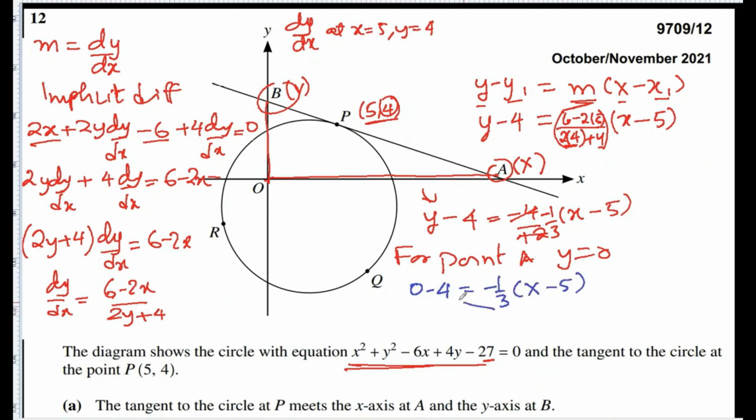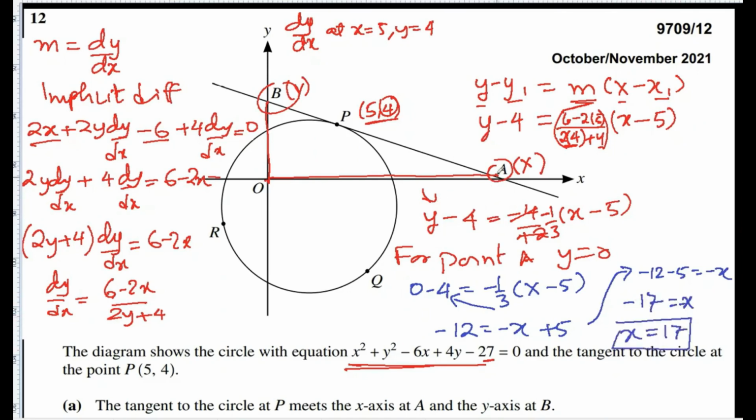So let's cross multiply. It becomes minus 12 equal to minus x plus 5. And if we finish it here, minus 12 minus 5 equal to minus x, minus 17 equal to minus x, and x equal to 17. The x coordinate of point A is 17, and that's why the base is also 17.